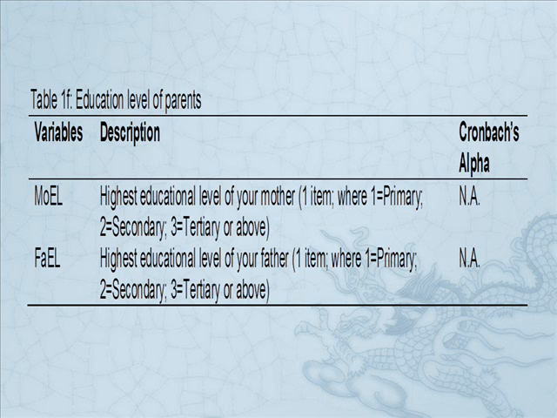The last dimension is about education level of parents, including 2 variables: highest educational level of the student's mother and highest education level of the student's father.